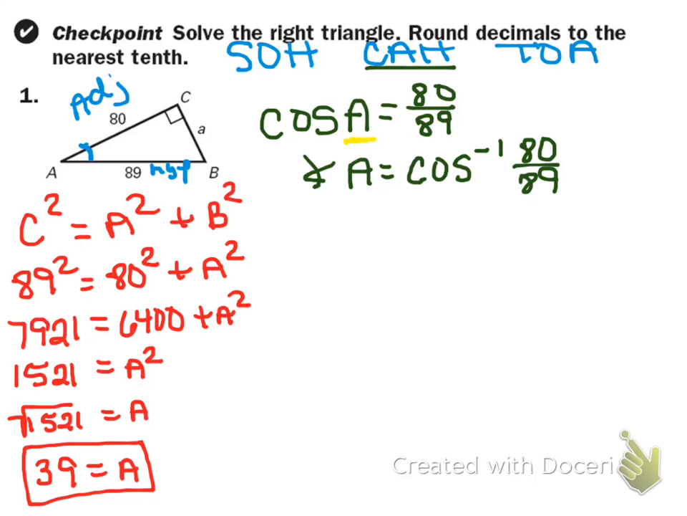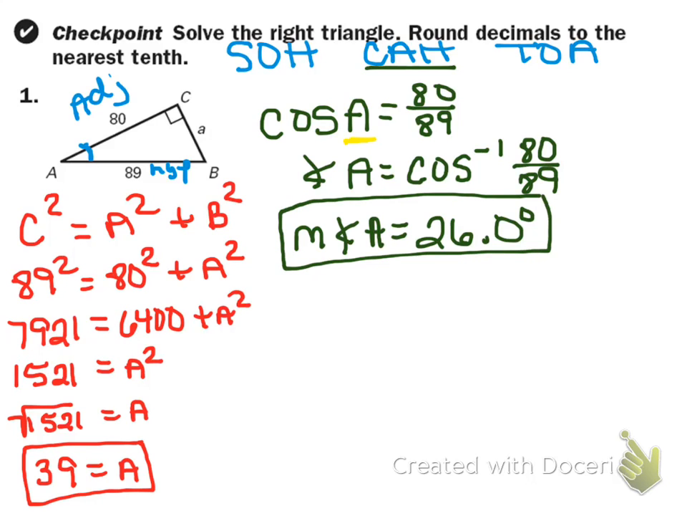Now, to get to your inverse cosine, hit your shift cosine, and on your calculator you should see cosine -1, indicating that you have the inverse cosine function. You want inverse cosine of your 80 over 89, so you can punch it in as a fraction, 80 over 89, or you can punch it in as a division problem, 80 divided by 89. Hit your equal sign, and remember to round to the nearest tenth, one decimal place. You should find that the measure of angle A is equal to 26.0 degrees when rounded to the nearest tenth.